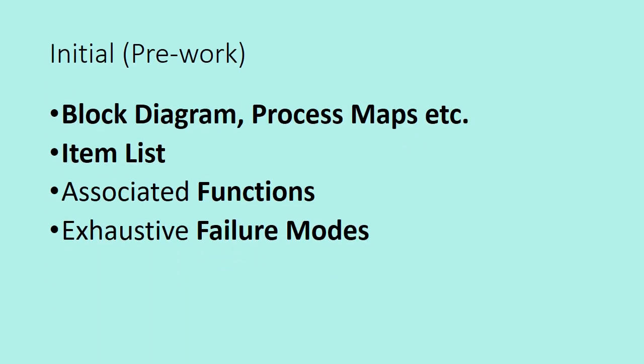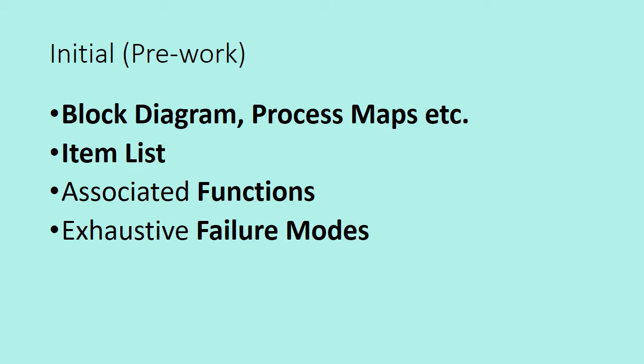The initial stages of creating an FMEA table, or pre-work. First, gather all block diagrams, process maps, etc. Then, create an item list with associated functions and an exhaustive failure modes list. The initial work on the FMEA table.